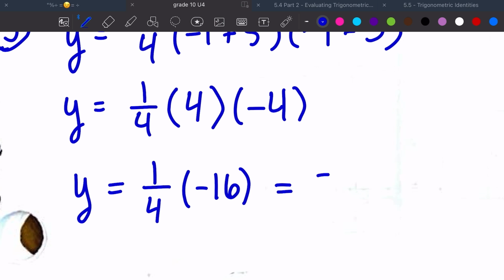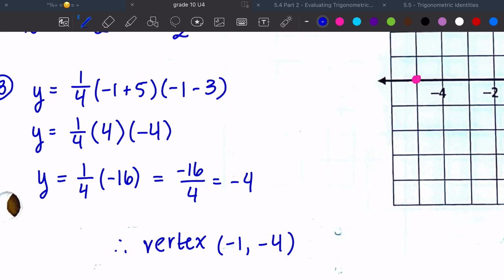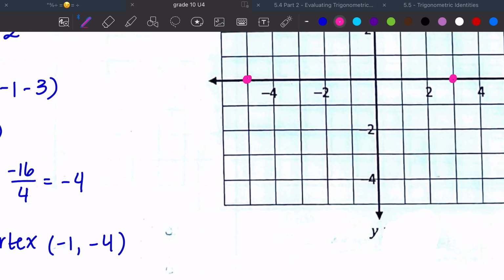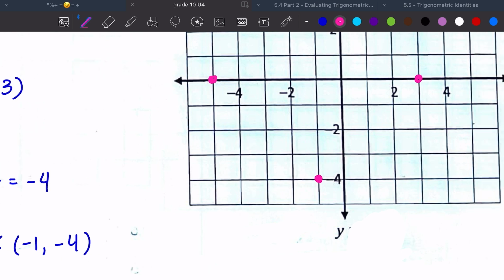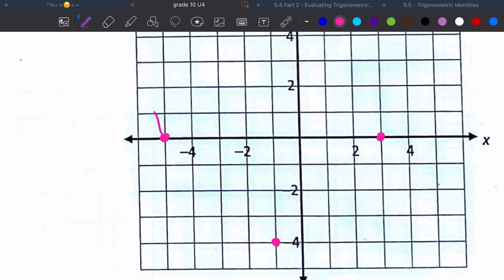So -16 times 1, and then dividing by 4. Which, what does that leave me with? Yeah. -4. Thank you, Chloe. So again, we're at -4. So that's our vertex. So our vertex is at -1, -4. Perfect. Which I can go ahead and plot. So -1 and all the way down to -4. Right? That is a super wide parabola, but again, enough for us to do the curve.